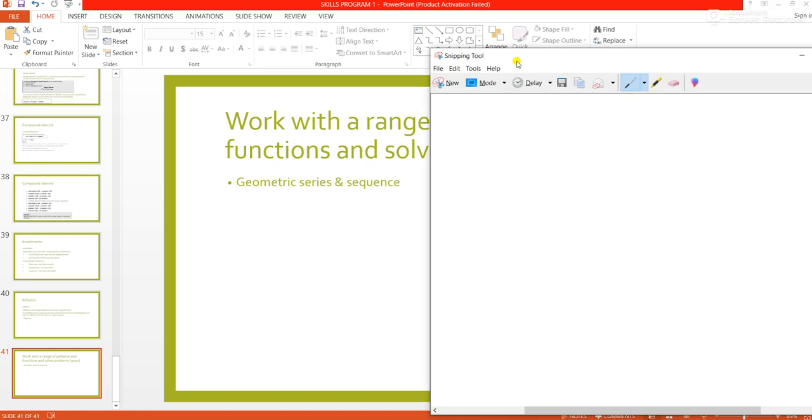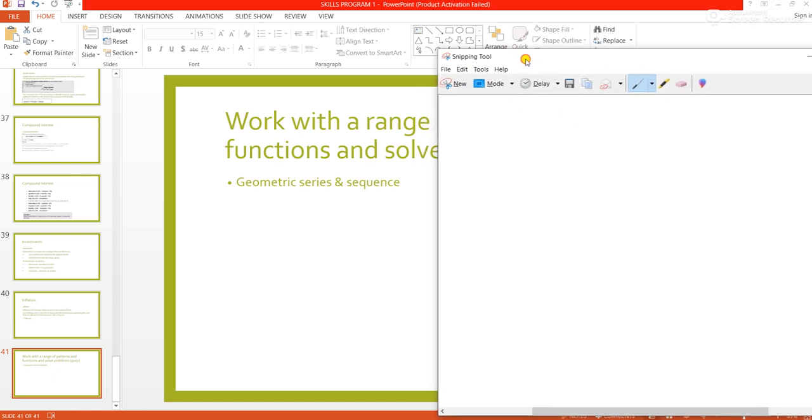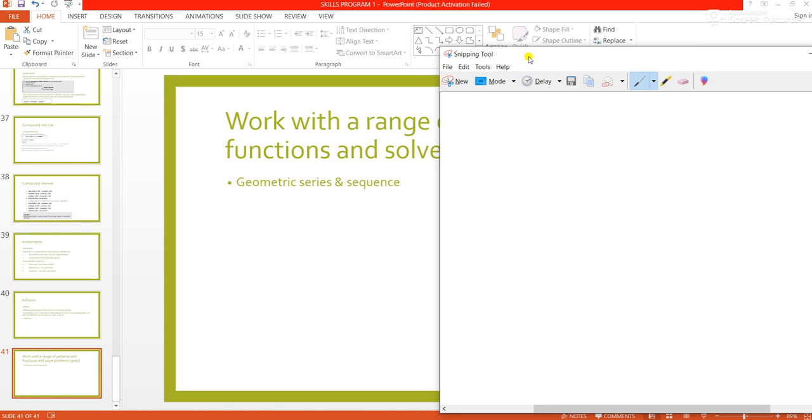So there's two things that you need to understand the difference between. In your learner guide, they talk about a series. They talk about geometric patterns and number patterns. So just go into the learner guide in a sec. I just want to provide the differences between a geometric series and a sequence.